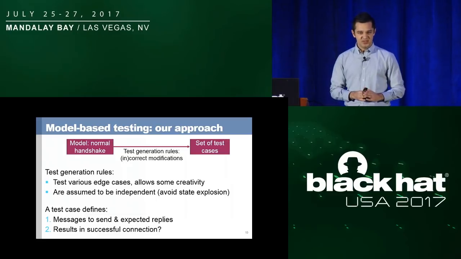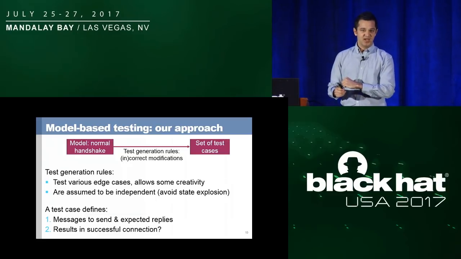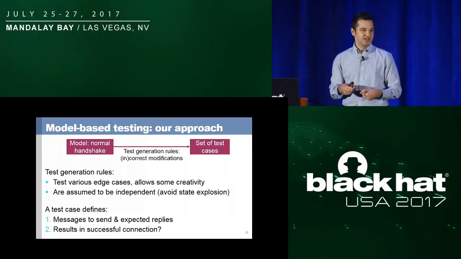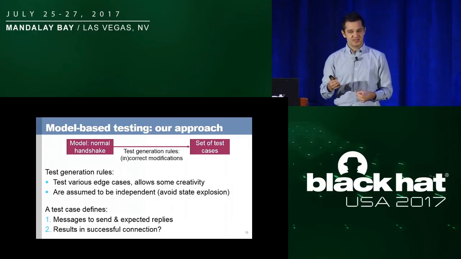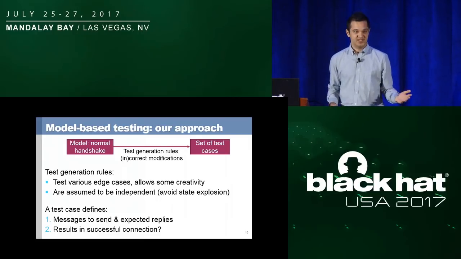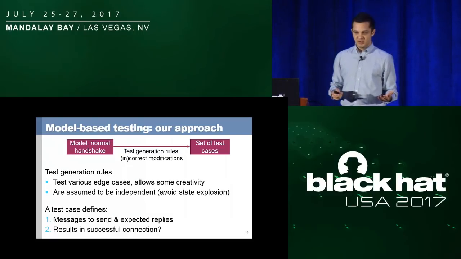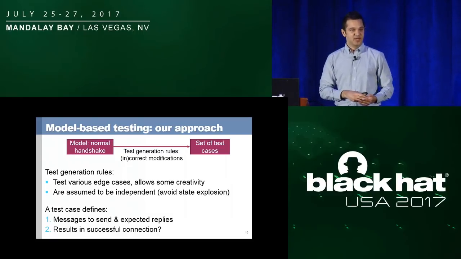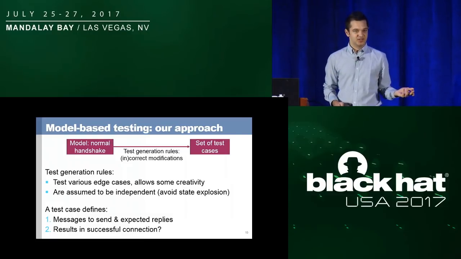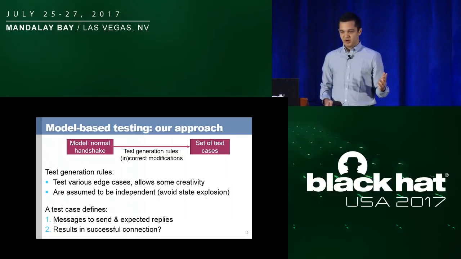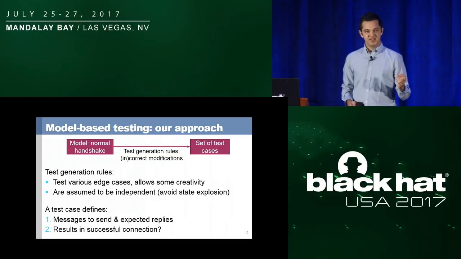Because you might have a case where you always get the expected replies, but it should not result in a successful connection. For example, if you drop the last two messages of the handshake, you will always get the expected replies, but the handshake hasn't finished yet. So you're not allowed to connect yet. You're not allowed to send data yet. So to recap, a test case defines the messages that you send, that you expect, and whether they should result in a successful connection.